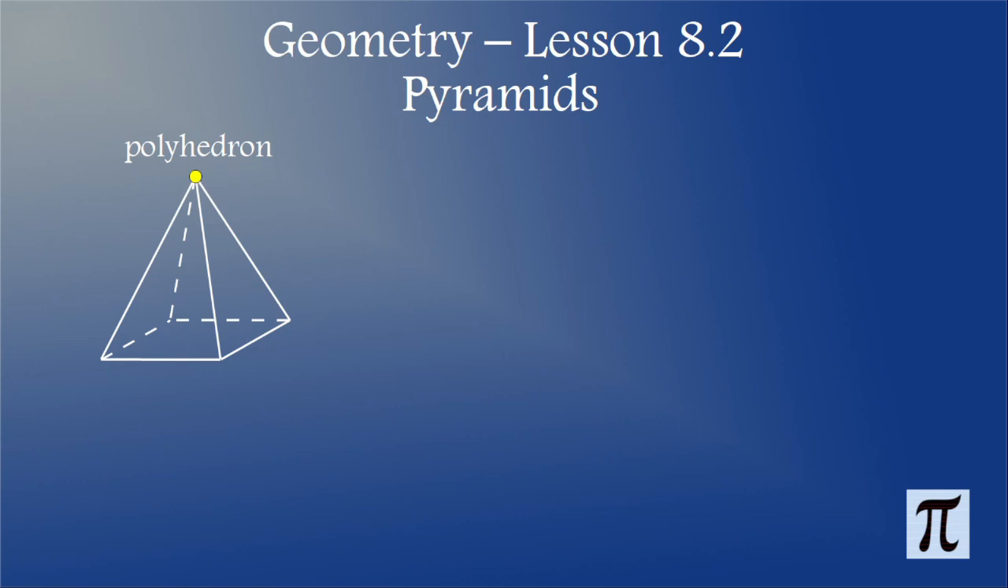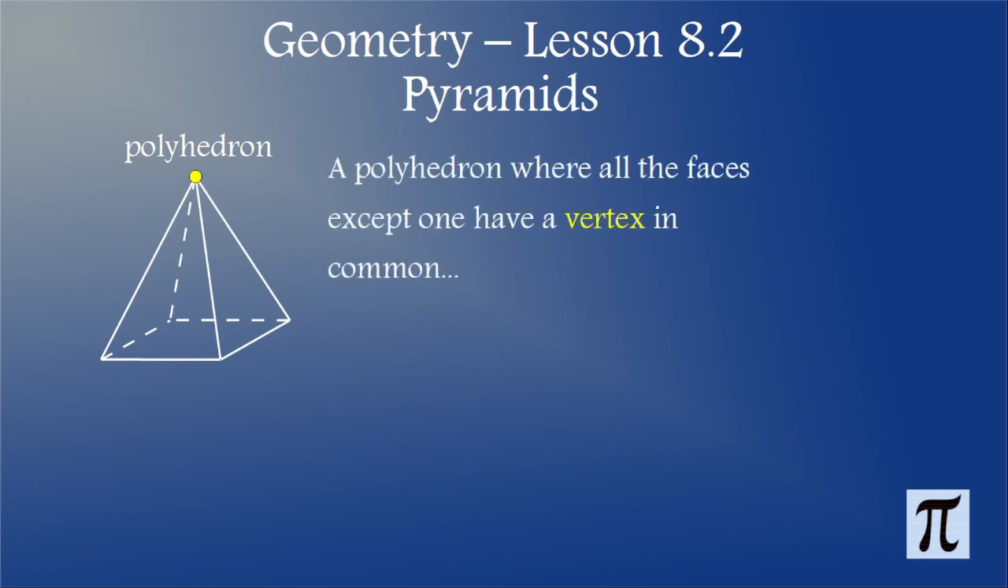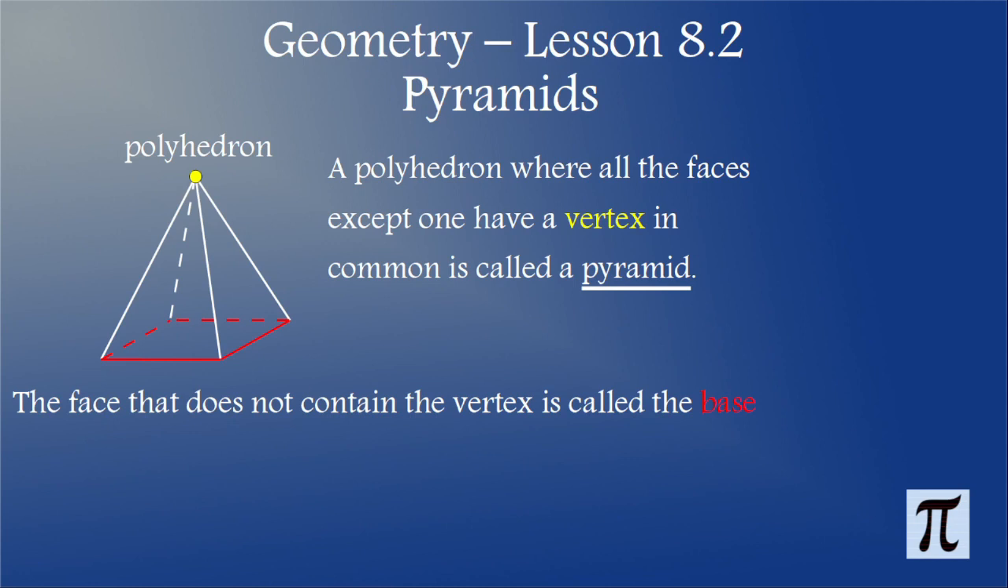Let's take a look at this polyhedron. It's a polyhedron where all the faces except one have a vertex in common, as you can see here. When we have a polyhedron like this, where all the faces except one have a vertex in common, this is called a pyramid. The face that does not contain the vertex is called the base, shown in red here.